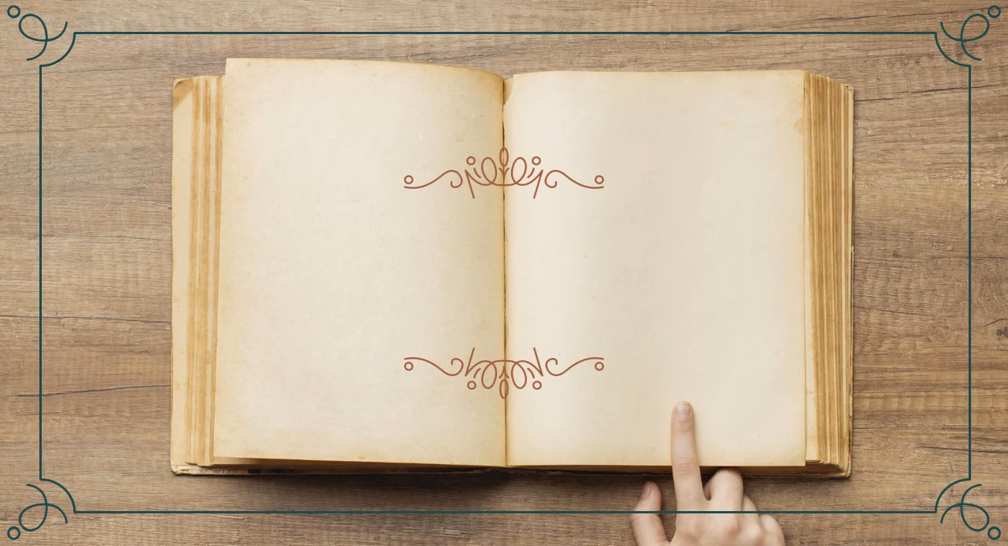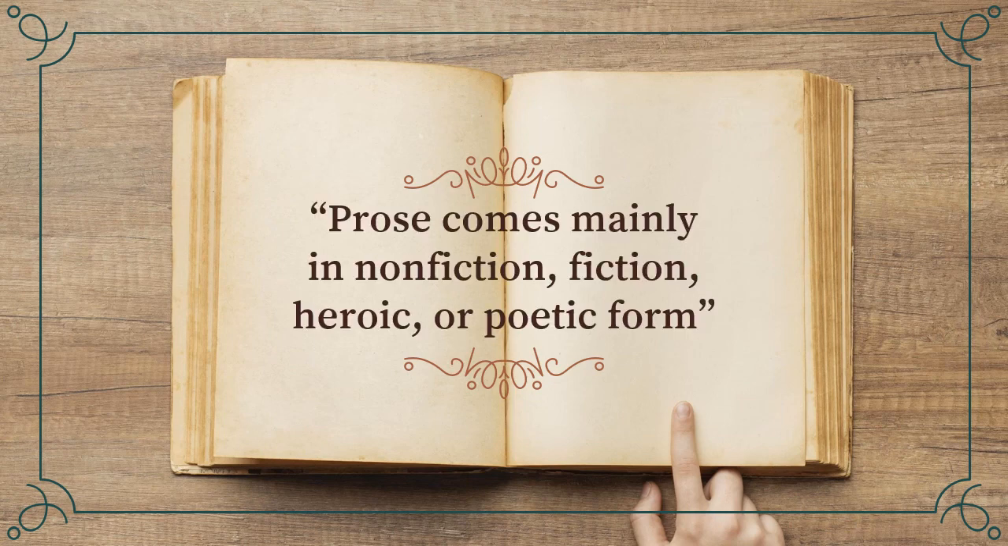Now we come to the end of this video. It is the summary part. So in short, we can say that prose comes mainly in the form of non-fictional, fictional, heroic, and poetic prose. Understanding the nuances of each of these can help to widen your own experience and further appreciate what you are reading.